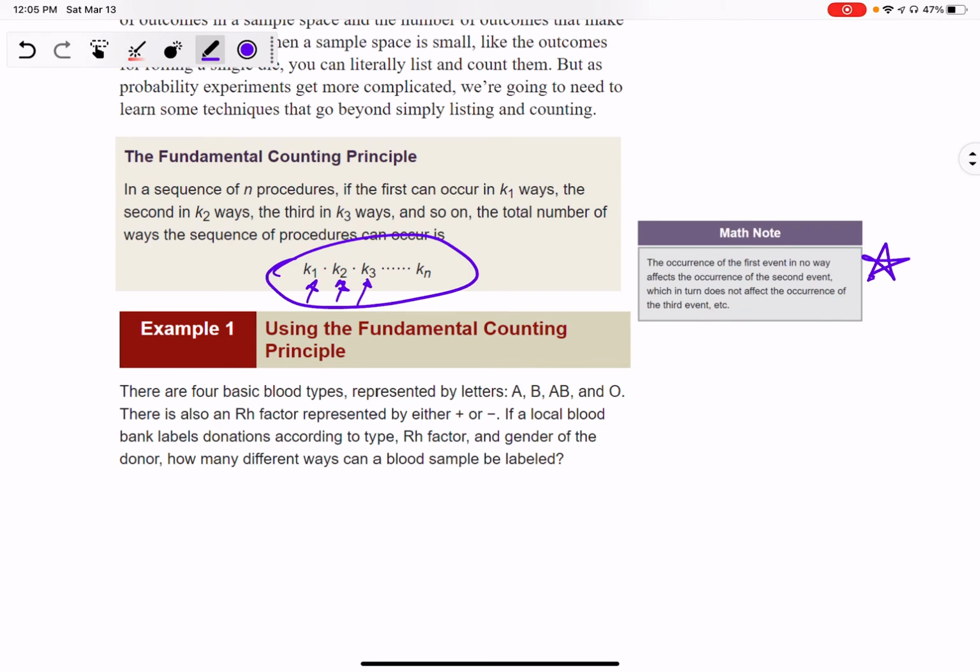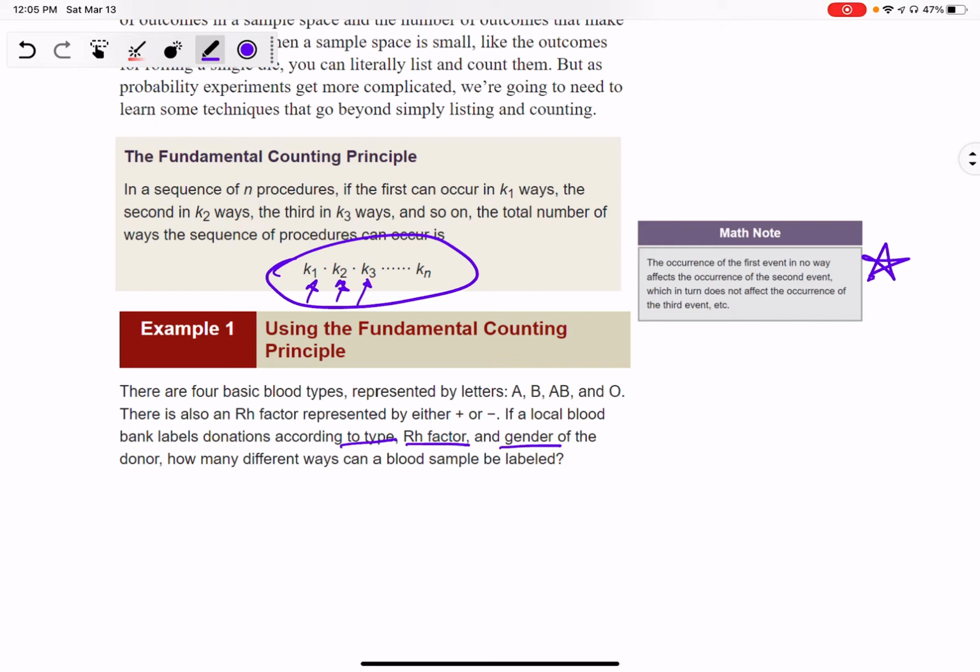There are 4 basic blood types represented by letters A, B, AB, and O. There is also an RH factor represented by either positive or negative. If a local blood bank labels donations according to type, RH factor, and gender of the donor, how many different ways can a blood sample be labeled?